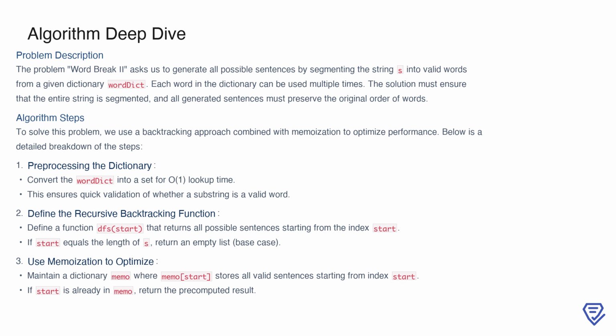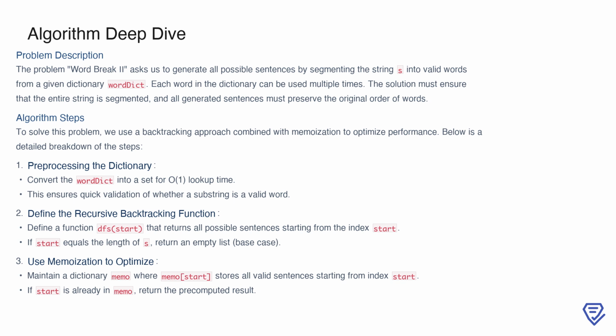The first step is to pre-process the dictionary by converting wordDict into a set. This allows for O(1) lookup time, making it much faster to check if a substring is valid. Next, we define a recursive backtracking function called dfs(start), which will return all possible sentences starting from the given index start. For the base case, if start equals the length of the string, we return an empty list, as there are no more characters to process.